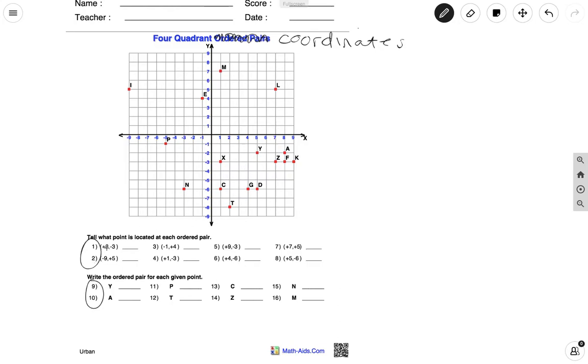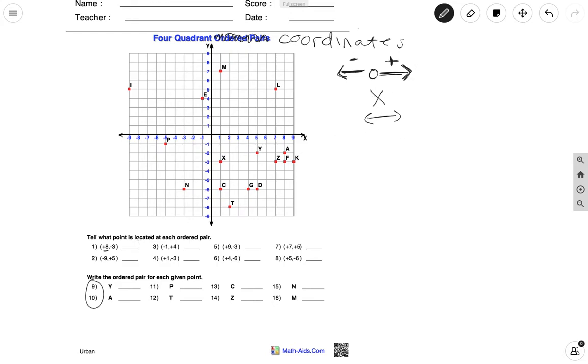All right, so for this first one, it says, tell me what point is located at each ordered pair. Essentially what this is saying for number one is we need to look at the first number, and the first number is going to tell me to go left or right. So if it's saying plus 8, that means that you have to go right 8, right? Because think of a number line. When you're looking at a number line, isn't here the positive numbers, here's 0, and here's the negative numbers, right?